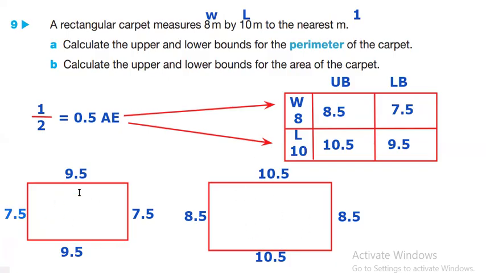So when I add all of these together, let's use a calculator here. Let me show you how. So 7.5, I'm trying to find the lower bound of perimeters, okay? 7.5 plus 7.5 plus 9.5 plus 9.5. And the lower perimeter bound is 34.